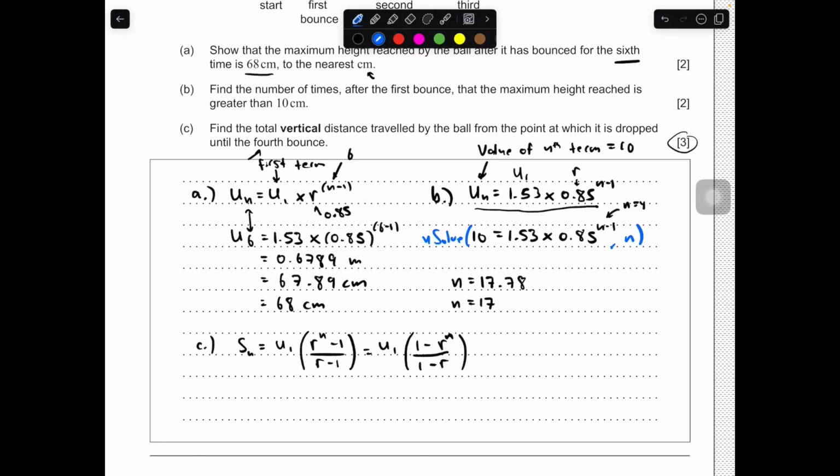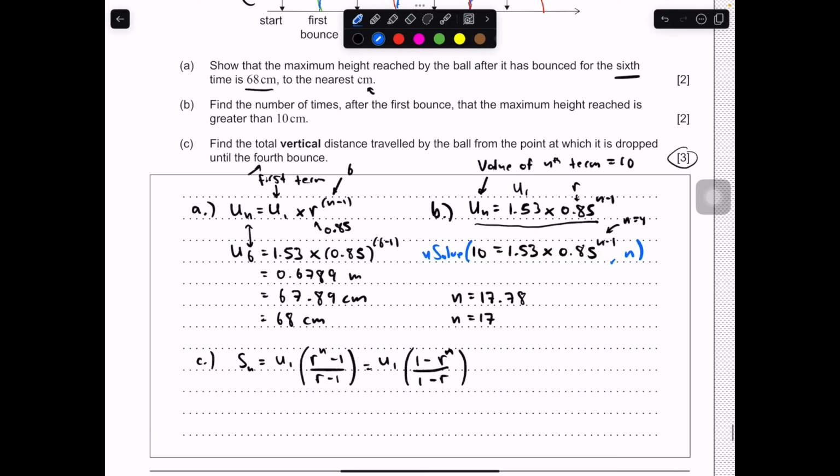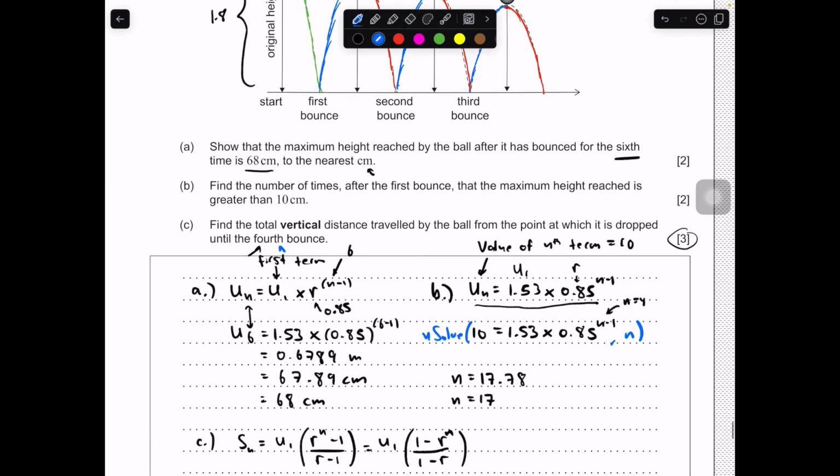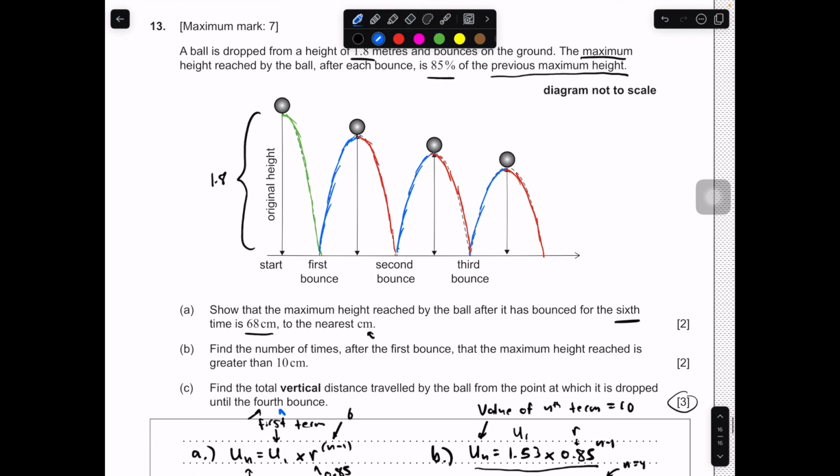So let's go ahead and work this out, reading the question really carefully this time. Find the total vertical distance the ball is dropped until the fourth bounce. So in this case, this is U1, this is U2, and this is U3. So this is just 1.8 right here. This is the value of U1, the value of U2, and this is the value of U3. We don't want to include the fourth bounce.